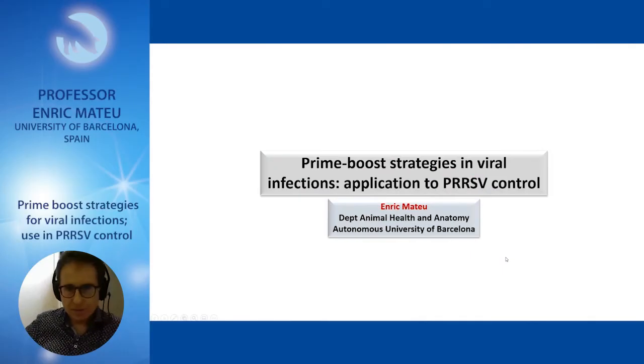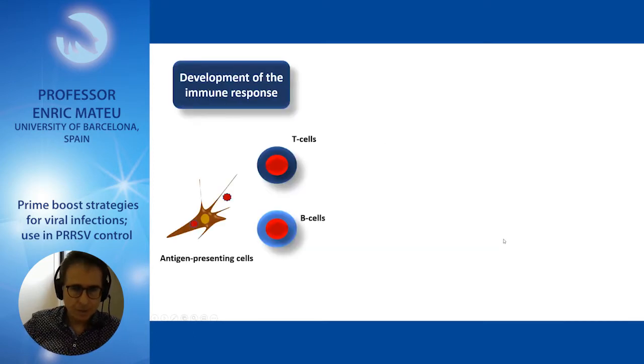For the next few minutes, I will talk to you about the prime booster strategies in viral infections, and particularly about the application of these strategies to pest control. First, I would like to make a short review on the development of the immune response because this will be one of the critical elements to understand this type of strategies.